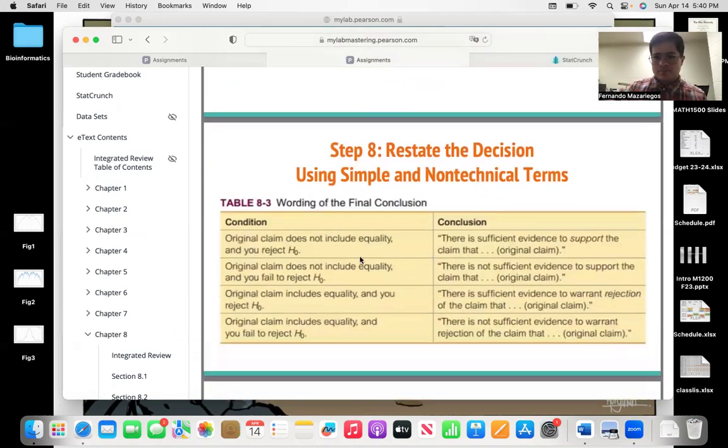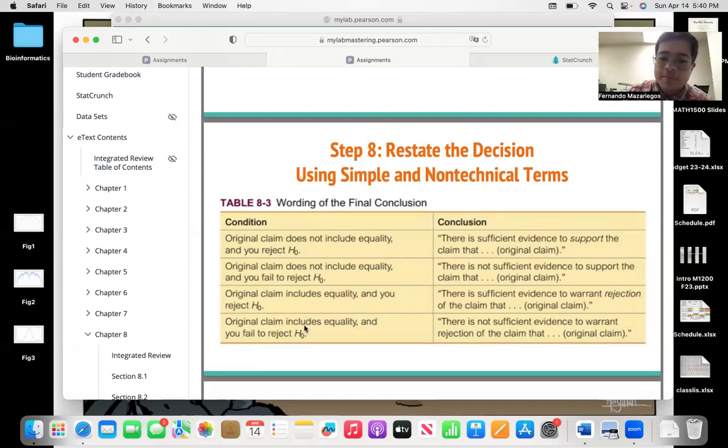This is kind of hard to memorize. This will be included in the formula sheet for the final. So don't worry about memorizing this table 8.3. And then we need to identify which one of these 4 conditions we have so that we can state the conclusion for our problem. So in this case, the original claim includes equality and you fail to reject the null hypothesis.